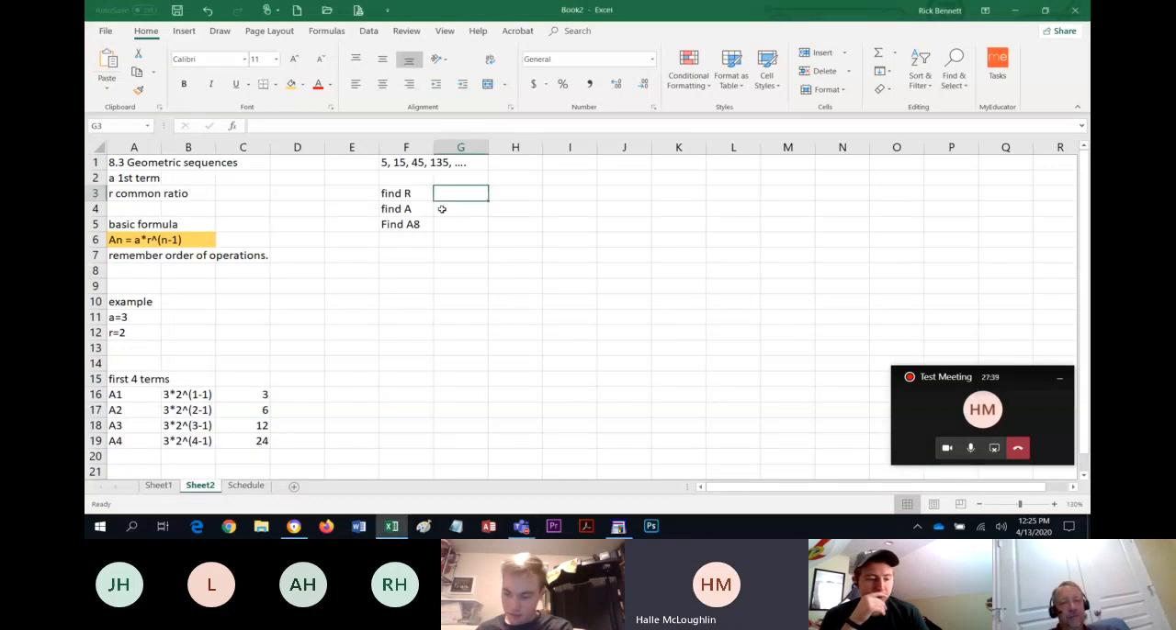Hallie, can you find any of these? Yeah. So is A going to equal 5, right? Because that's the first term. The first term. Perfect. Finding A sub 8. Should we start by finding A sub 8? No, let's find R first. Okay, so what is the relationship between each of those terms? They all get multiplied by 3. Perfect. So R is 3.